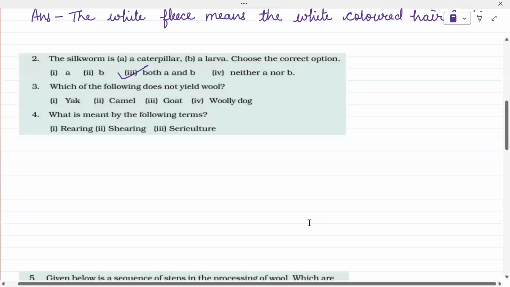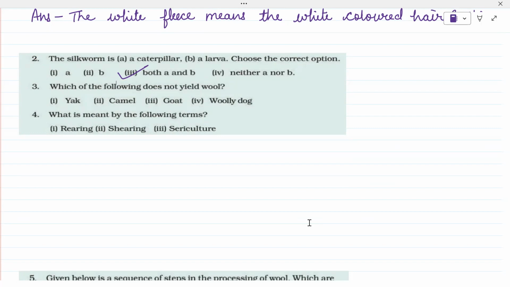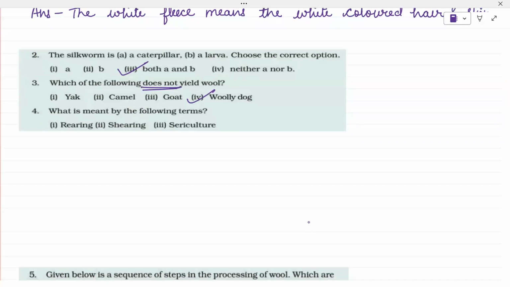Next question. Which of the following does not yield wool? Yak, we get wool from yak, yes. Camel, we get wool from camel as well. Then goat, we get wool from goat as well. But woolly dog, we do not get the wool from there. So this will be the correct answer.